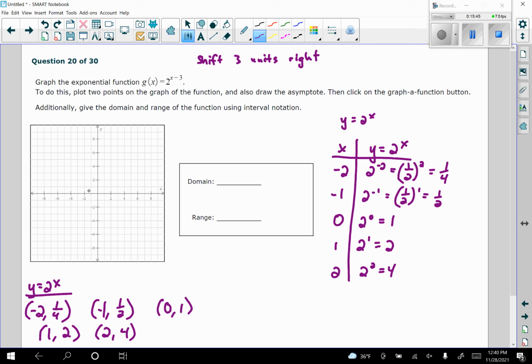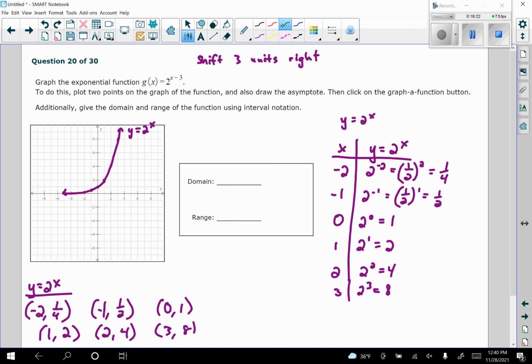So we'll plot those points. So -2, we're going up a quarter, a little bit right there. -1, 1/2 right here in the middle. We have 0, 1. We have 1, 2. And we have 2, 4. We could even fit one more in there. 2 cubed will give us 8. We could even fit that in there. All right, so we'll connect these. And this is y equals 2 to the x.